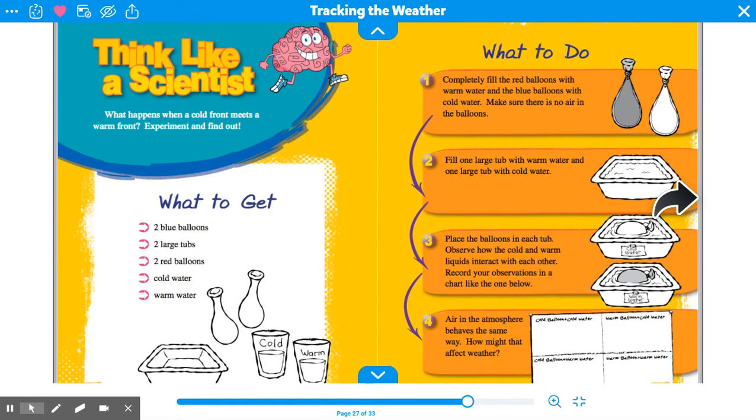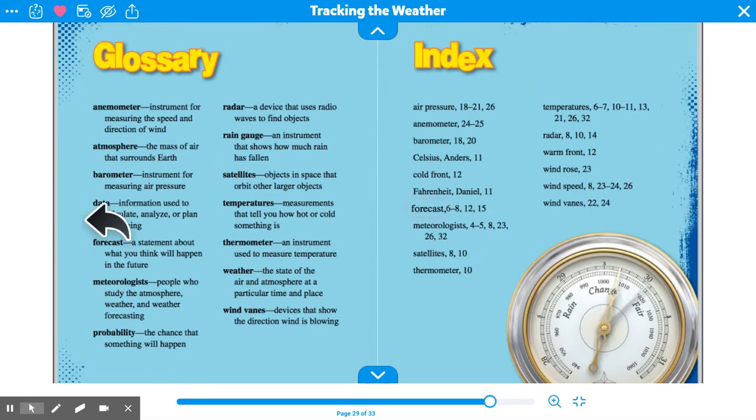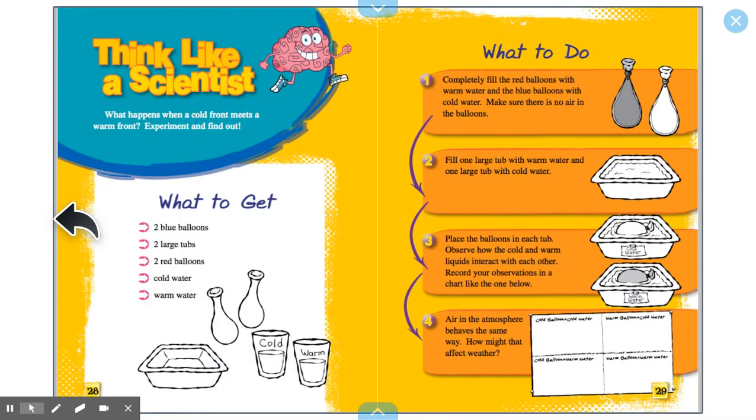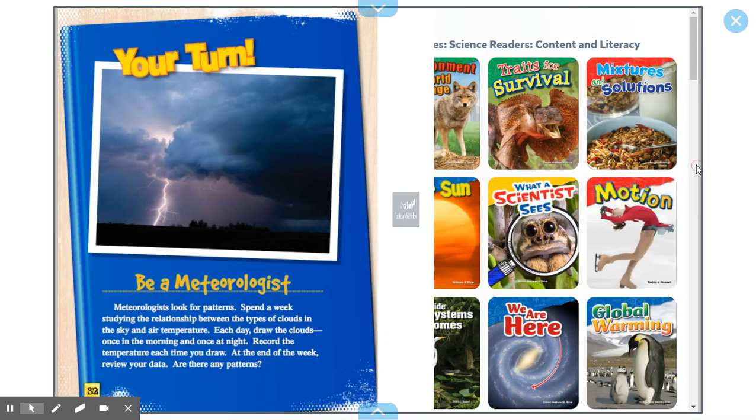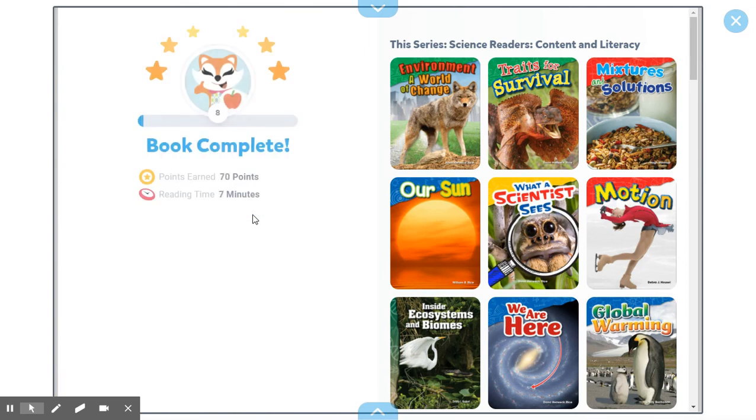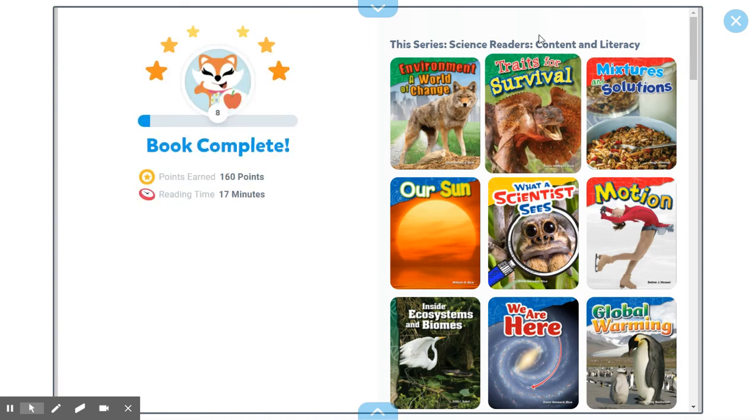All right, so we kind of skipped through here. This one right here is talking about the fronts. So there's another thing you can make there. And then that was it. So we finished, let me click that. We finished that book.